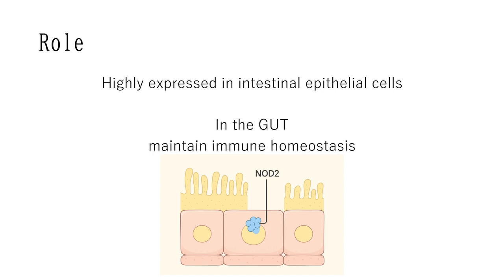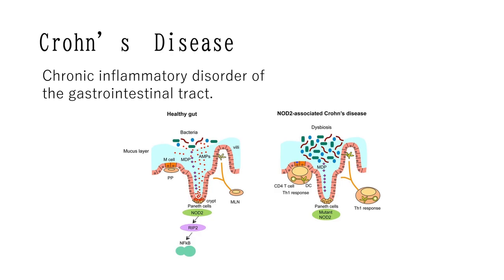Importantly, loss-of-function mutations in Nod2 are strongly associated with Crohn's disease. These mutations impair the ability to sense MDP, which can disrupt the host microbiota balance and lead to chronic inflammation in the intestine. Crohn's disease is a chronic inflammatory disorder of the gastrointestinal tract.